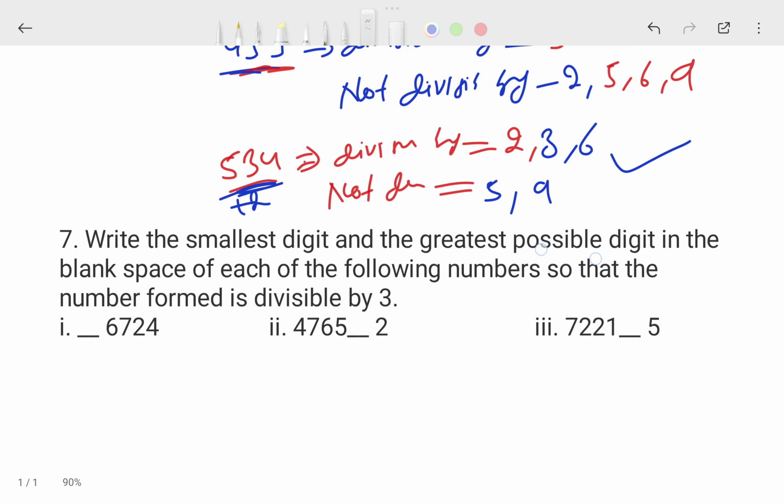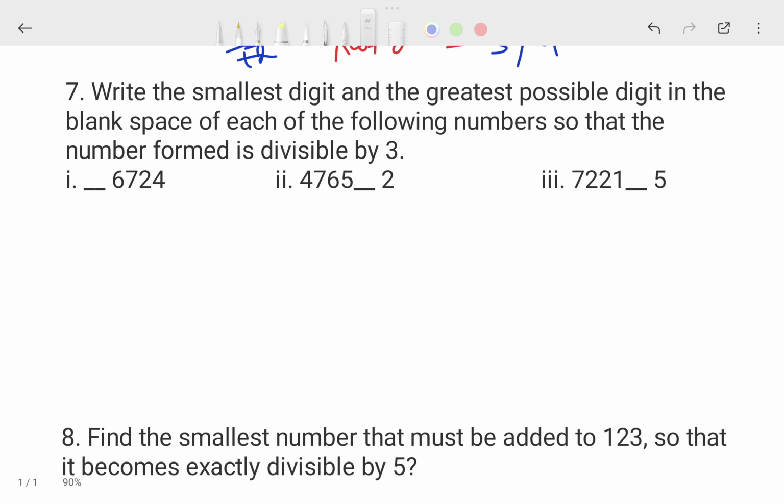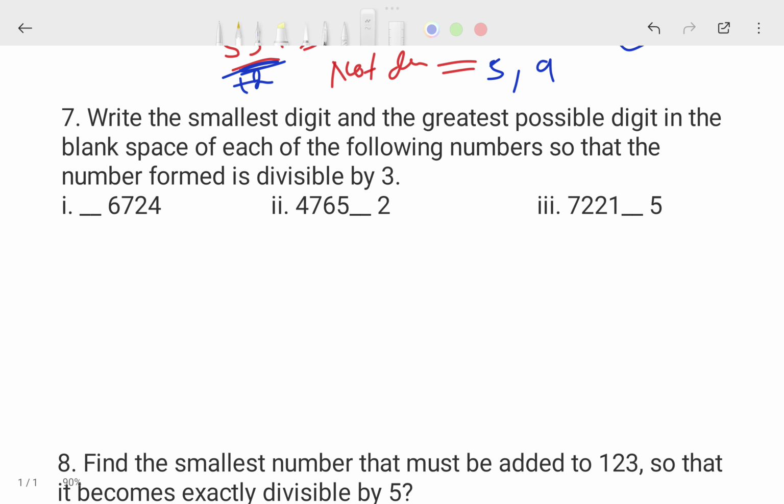Right, so let's move towards the, oh my god, 7th one. Okay, let me drink water.